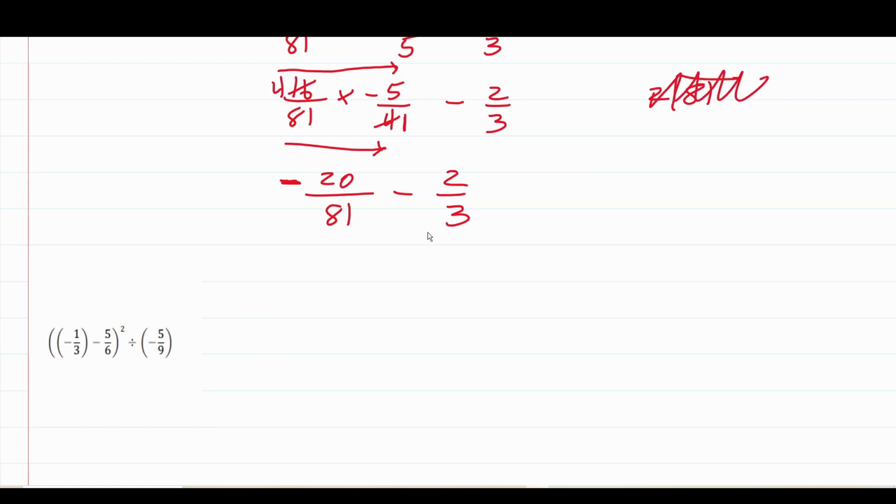Now we have to rewrite these fractions with a common denominator in order to perform this subtraction here. And again, as you can see, we have denominators of 81 and 3. So this is going to be negative 20 over 81 minus, I'm pretty sure that 3 goes into 81 evenly.